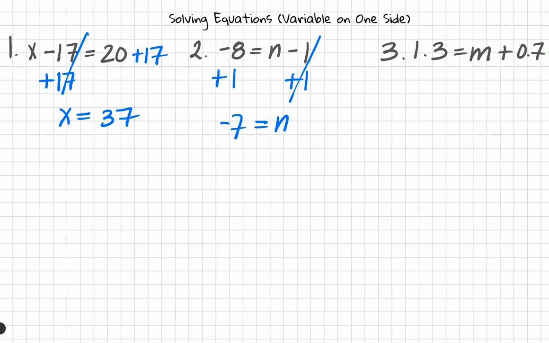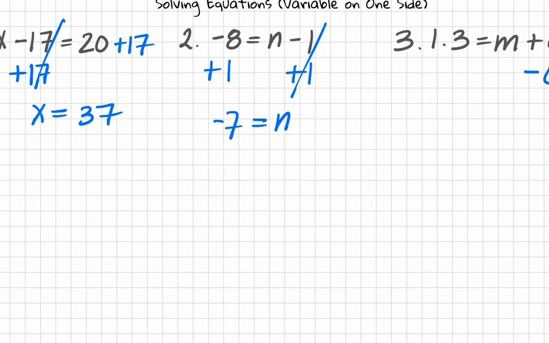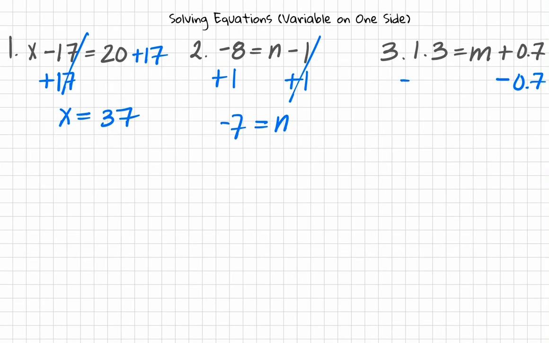For number 3, M is not by itself. To get rid of a positive 0.7, I have to subtract 0.7. So then subtract 0.7 on this side. That's canceled out. I have an M by itself, and then we have a 0.6 once we do the math.